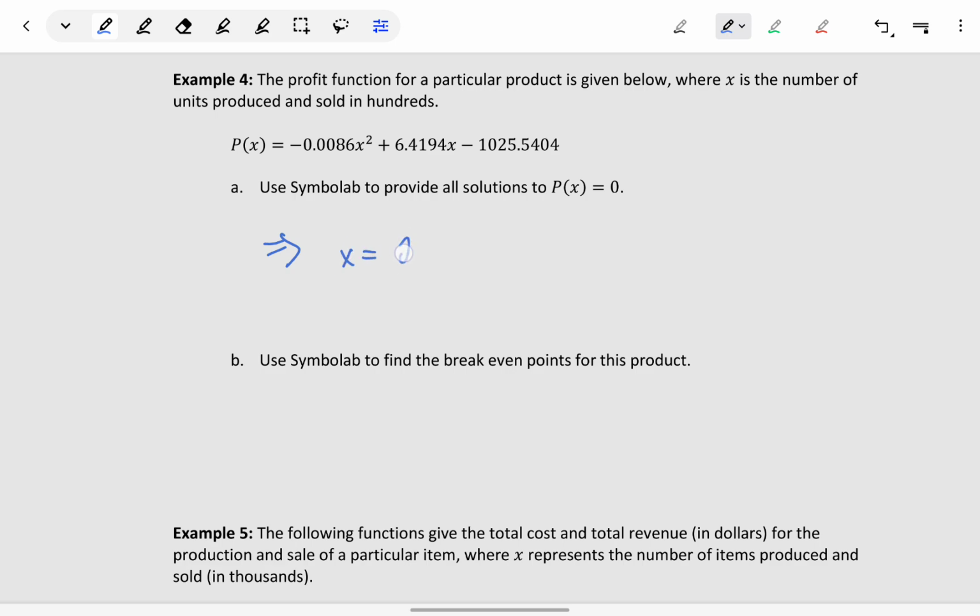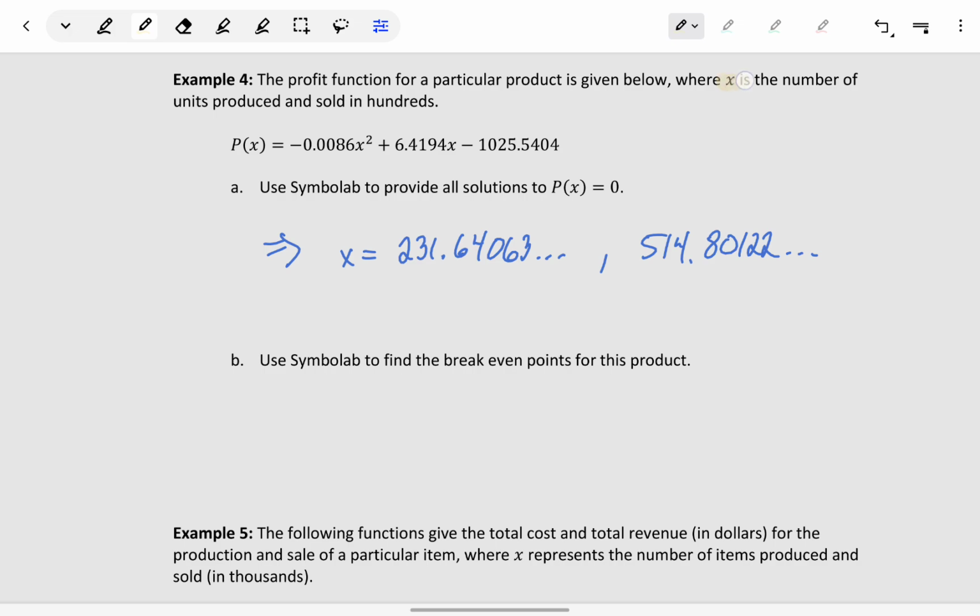Which will be 231.64063, and on, that decimal keeps going, and 514.80122. We would round those values to whatever decimal place we are asked in a homework question, and then in part B, we're asked to find the break-even points for this product. We basically have those answers, but we need to make one small adjustment.